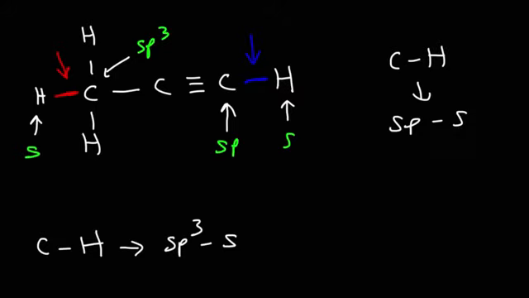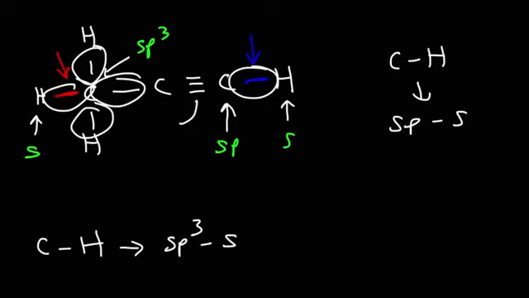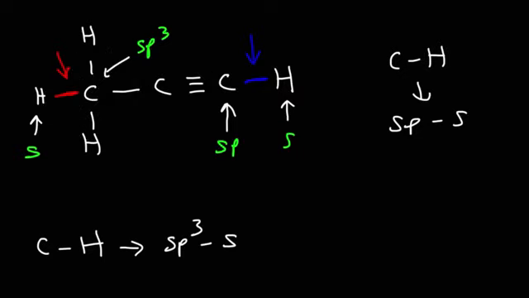So first, let's count the number of sigma bonds. Every single bond is a sigma bond. So we have 1, 2, 3, 4, 5, and there's 1 sigma bond in the triple bond. So we have a total of 6 sigma bonds.